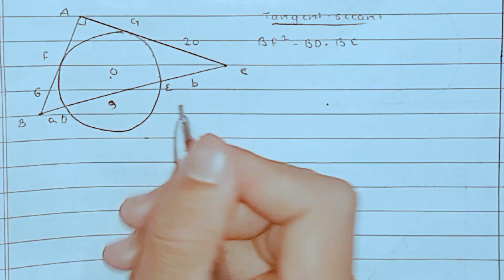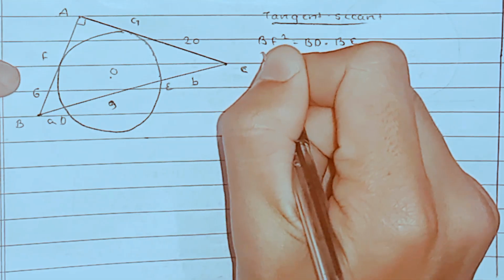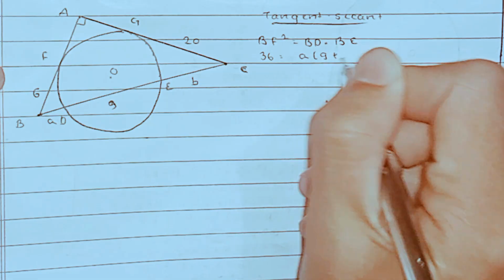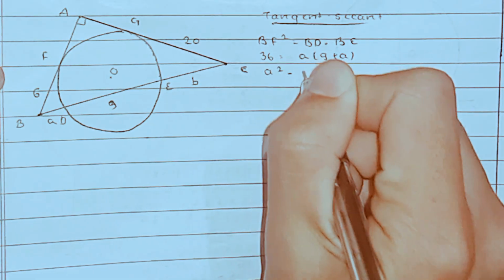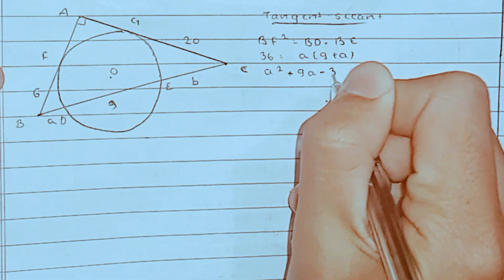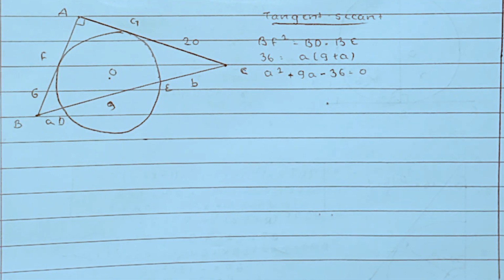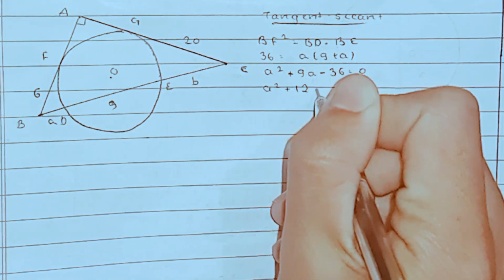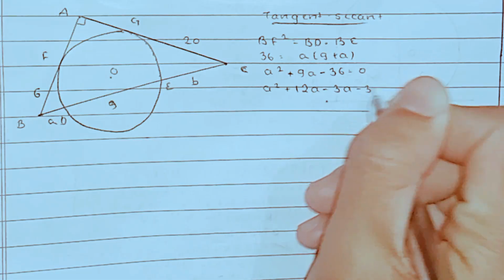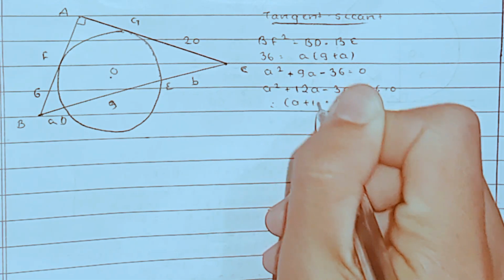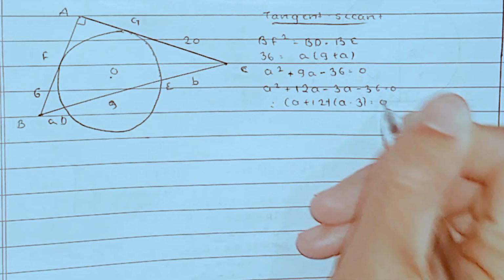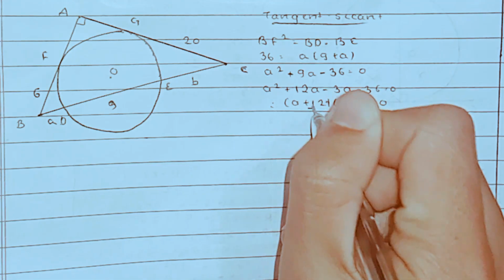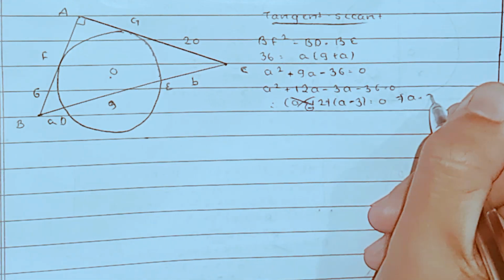So we have BF square, 6 square equals 36, is equal to BD times BE. BD equals A and BE equals 9 plus A. So we have A square plus 9A minus 36 is equal to 0. Now let's do the factorization, that is A square plus 12A minus 3A minus 36 is equal to 0. Therefore A plus 12 times A minus 3 is equal to 0. So we get two values here, negative 12 and 3. Negative 12 is a negative value, so we can cancel it out. So the value of A is found to be 3.